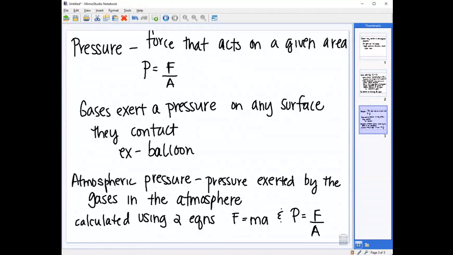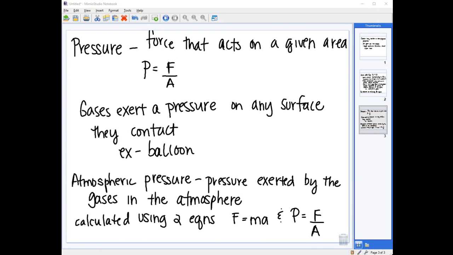Now, one of the properties that we look at for gases is pressure. And pressure is the force that acts on a given area. Okay, so our formula there, you see pressure equals F divided by A. So force divided by area. That is our formula for pressure. And so gases exert a pressure on any surface they contact.